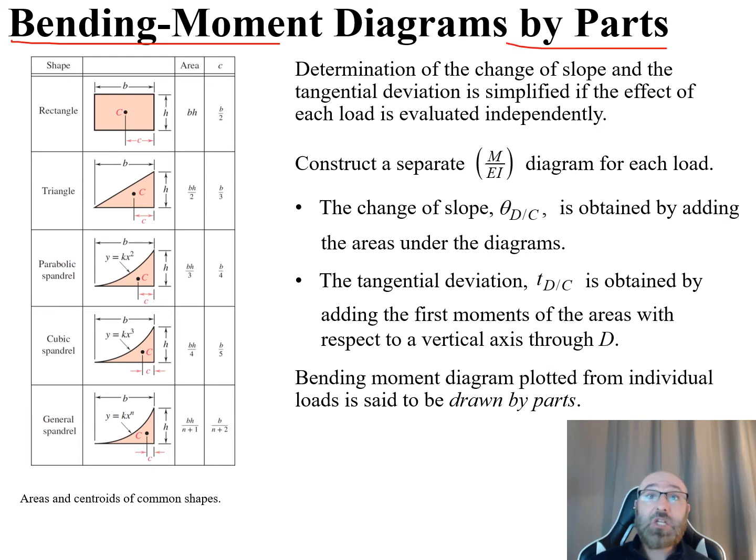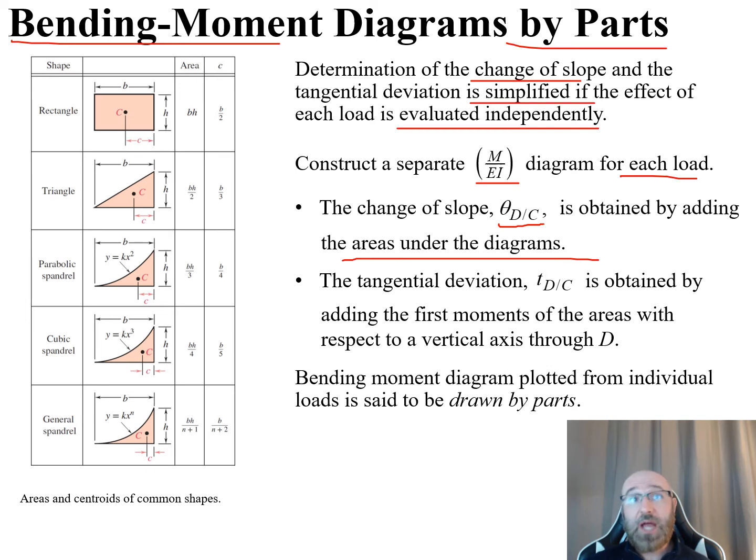So the determination of the change of slope and the tangential deviation is simplified if the effect of each load is evaluated independently. So we'll break this into individual sections and evaluate these on their own. So we can construct a separate moment over EI diagram for each of the loads. What we see with this is that the change of the slope, our theta of D relative to C, is obtained by adding the areas under these individual diagrams.